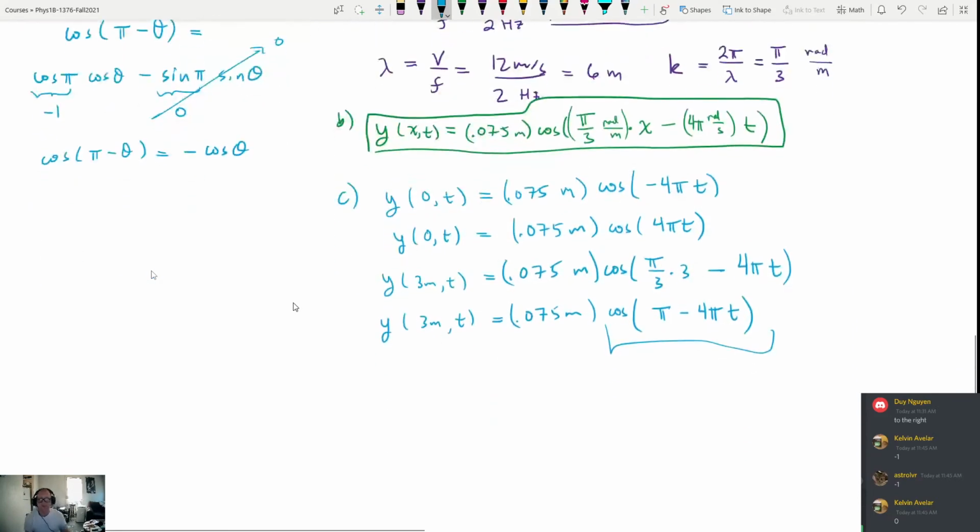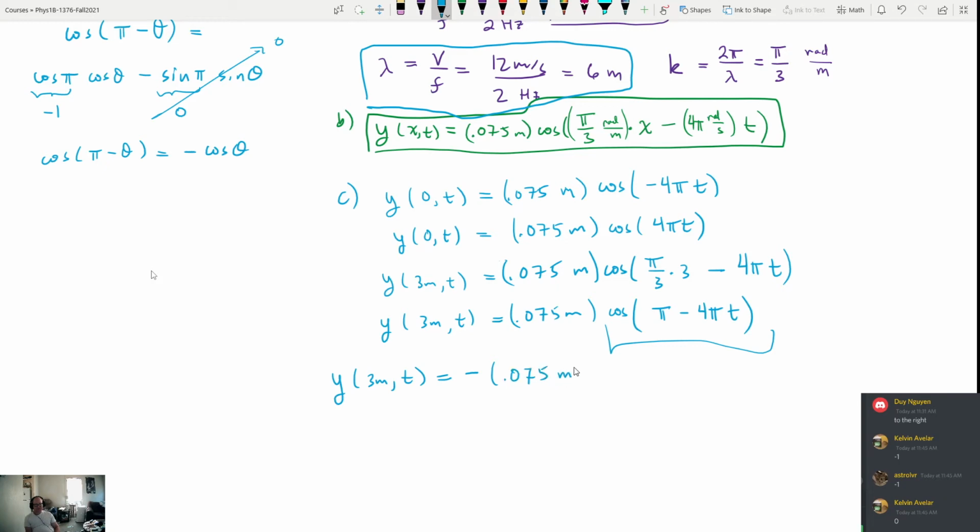So we can use that relationship there to rewrite y of 3 meters comma t is equal to, what was the wavelength again? Something to keep in mind, by the way. The wavelength was 6, right? So we're looking at a position, 3 meters, that is 1/2 of the wavelength away. And what we're saying is that the function for that one is going to be the negative of the function for the point x equal to 0. So we get cosine of just -4 pi t. But as said before, the cosine of a negative is just the same thing. So you can get rid of the negative sign. It's almost like it was a square or something like that. So this becomes cosine of 4 pi t.